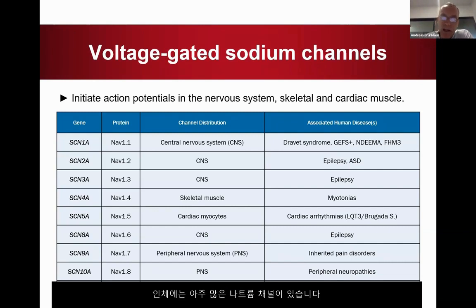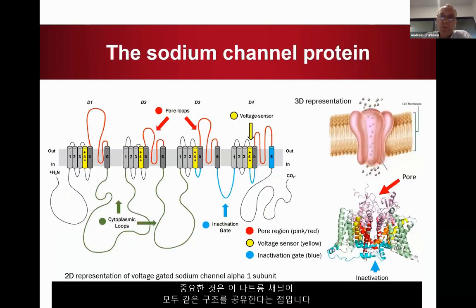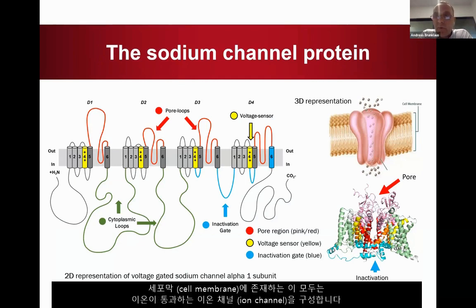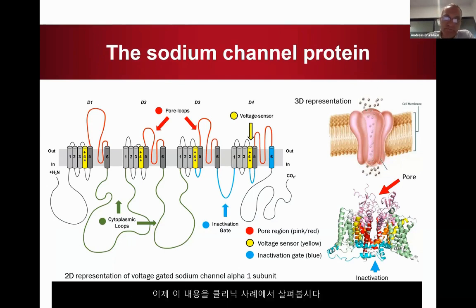So there are many, many sodium channels, and what's important is that they all share the same structure. You will have come across similar cartoons today already, where you've got these 4 transmembrane domains, the pore loops, and a voltage sensor, and you also have what's called an activation gate. That all assembles in the cell membrane to form an ion channel where the ions travel through.